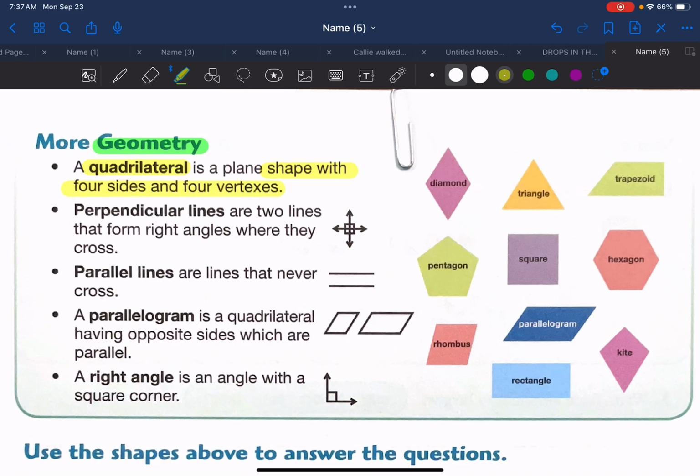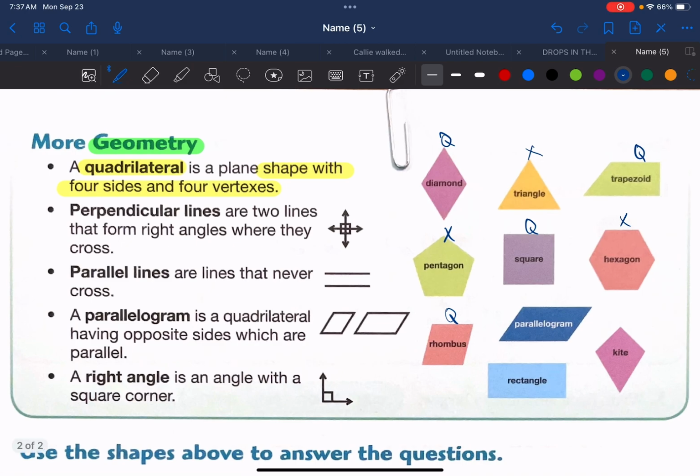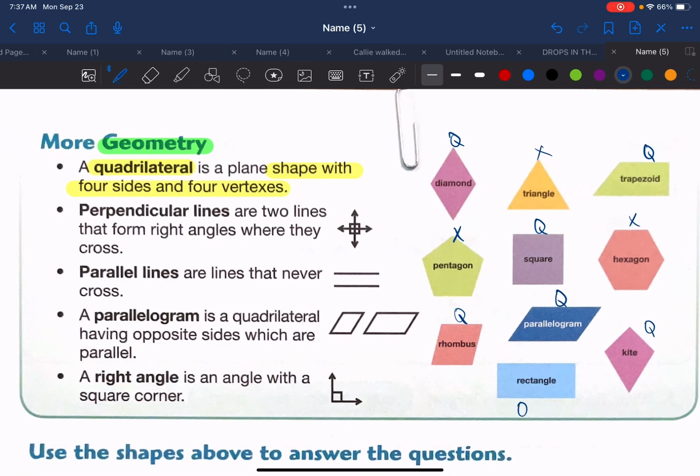So this is a quadrilateral. This one is not because it's not 4 sides. This one is a quadrilateral. This one is not. It has 5 sides. This one is a quadrilateral. This one has 6 sides. This one is a quadrilateral. This one is a quadrilateral. This one's a quadrilateral, and this one's a quadrilateral. Okay?